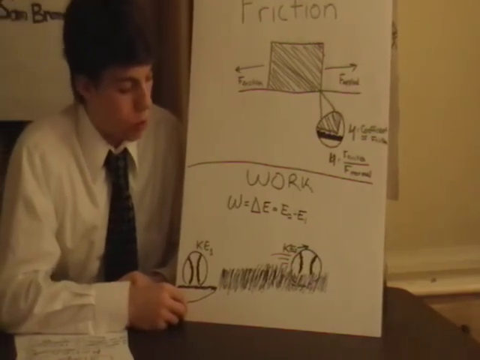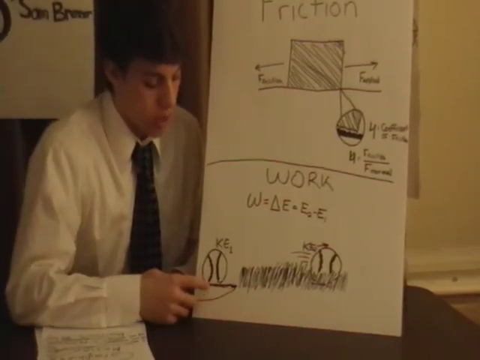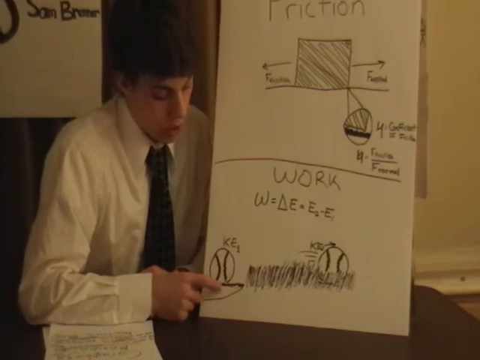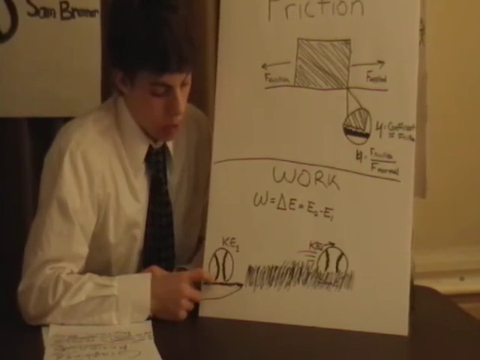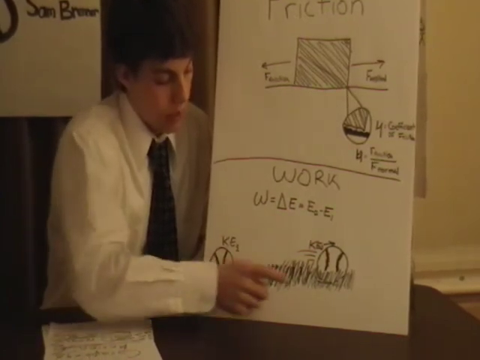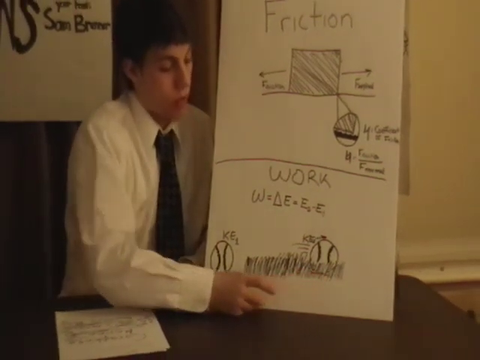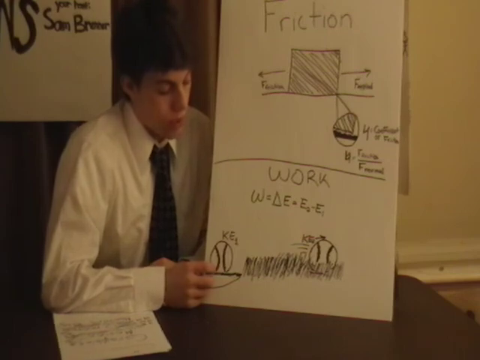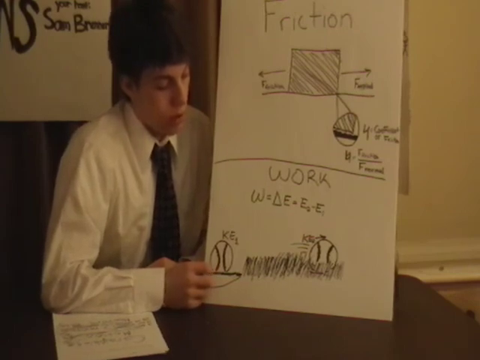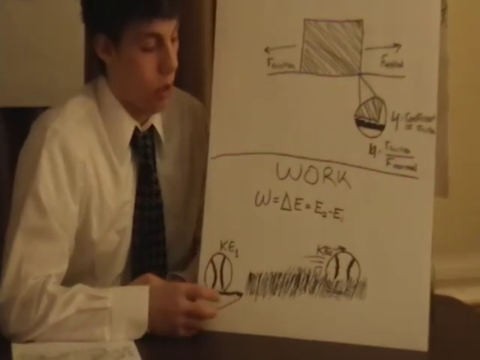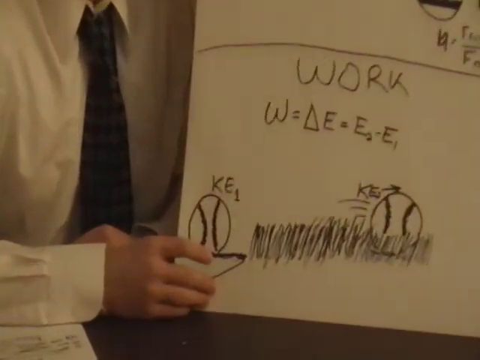To determine how much work the grass is doing here, you must take the kinetic energy of the ball when it's rolling on the dirt and the kinetic energy of the ball rolling on the grass, and you must find the difference. The difference of the two kinetic energies is the amount of work friction of the grass has done on the ball.